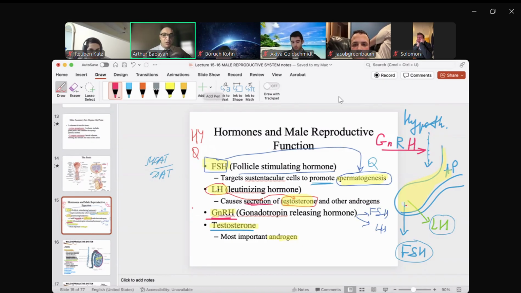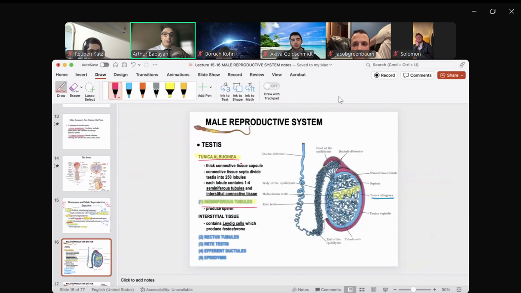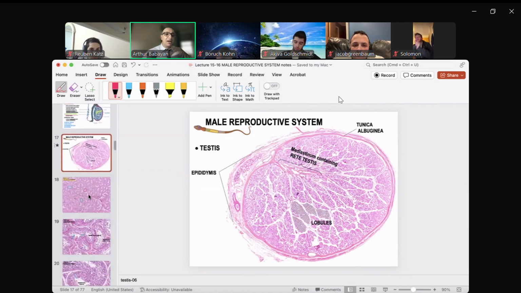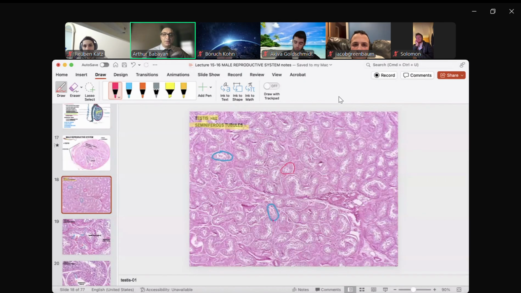Gonadotropin releasing hormone stimulates production of FSH and LH hormones, which we spoke about. Testosterone is the most important androgen in the body. That will be the tunica albuginea or the seminiferous tubules. This is the seminiferous tubules, where the process of spermatogenesis takes place. This shows how it looks anatomically.